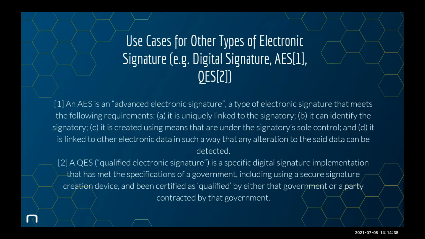Now, an advanced electronic signature is a type of electronic signature that meets the following requirements. It is uniquely linked to the signatory. It can identify the signatory. It is created using means that are under the signatory's sole control, and it is linked to other electronic data in such a way that any alteration to the said data can be detected. Okay, that is what we mean by an advanced electronic signature.